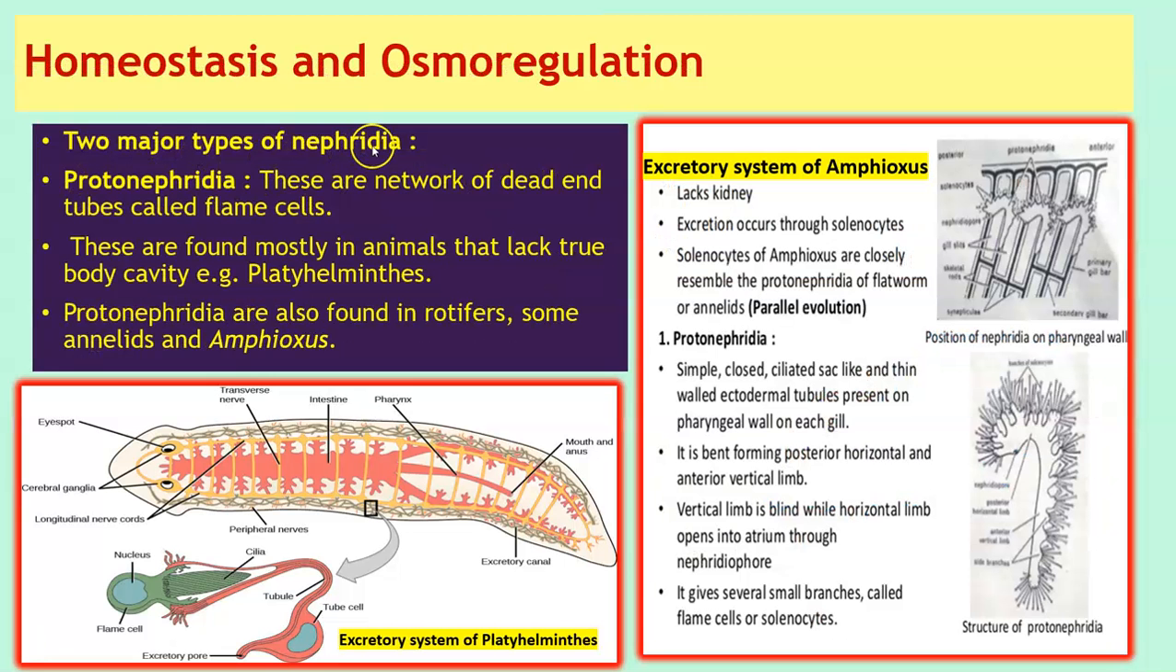Students, there are two major types of nephridia. Protonephridia, these are a network of dead end tubes called flame cells. These are found mostly in animals that lack a true body cavity. Example, platyhelminths. This is an image of the excretory system of the platyhelminths. Here, this is magnified for you. These are the flame cells. Protonephridia are also found in rotifers, some annelids and amphioxus. Here, this is the image of the protonephridia present in amphioxus.